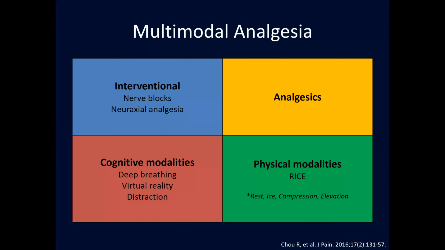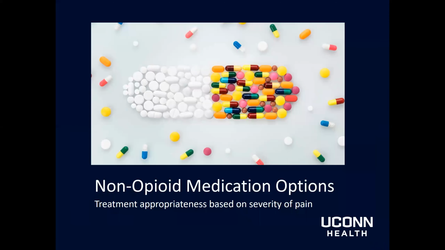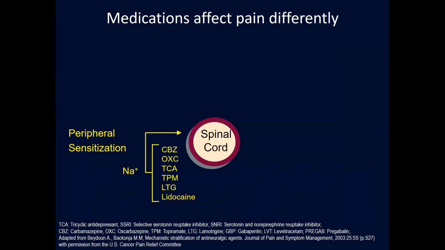So to get started, it's important to recognize and remember that it's more than just acetaminophen and opioids. It really involves, if you work your way around this color-coded block system, interventions such as nerve blocks, cognitive modalities for distractive techniques, coupled with physical modalities like RICE, so rest, ice, compression, and elevation. And it's really this multimodal approach that achieves the greatest analgesic outcomes. So first, we're going to review non-opioid medication options.